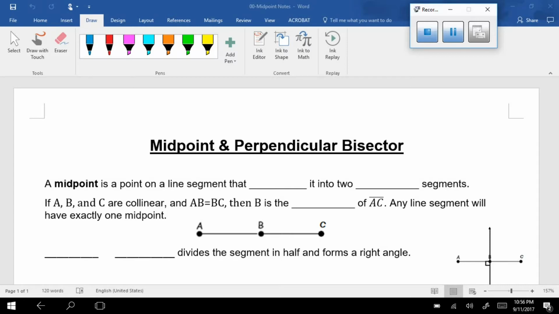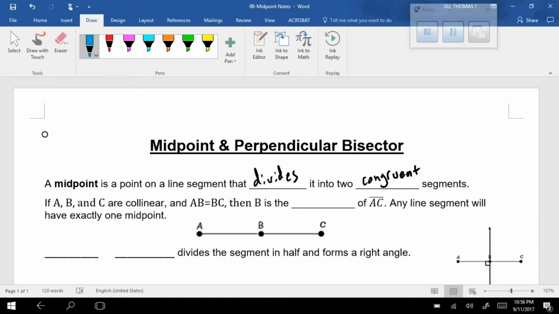What do you think goes in the blank? Consult your partner. Did he or she say divides it into two congruent segments? Because that's the answer. All right, let's go to the next sentence.